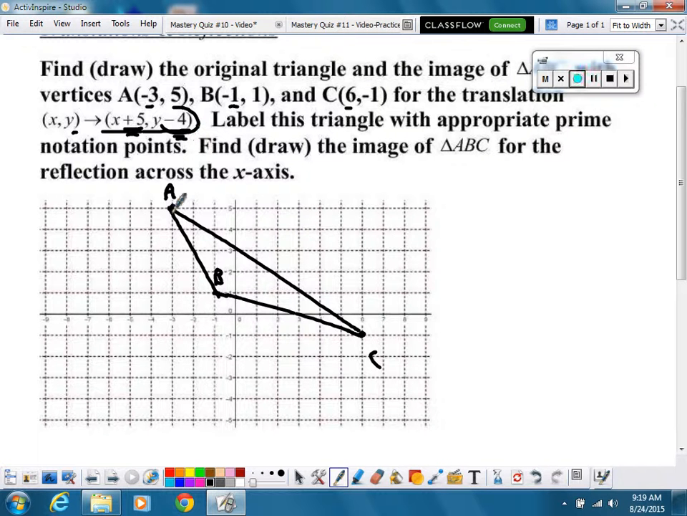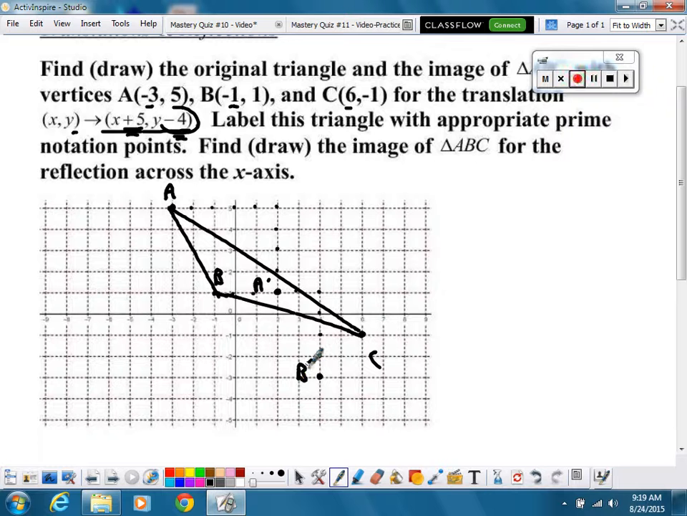So I'm going to count 1, 2, 3, 4, 5, down 4: 1, 2, 3, 4. This point here becomes my new A. There's A prime. Point B, do the same thing. I'm going to add 5. So I'm going to count 5 over and down 4. 1, 2, 3, 4, 5. 1, 2, 3, 4. Here's my new B.